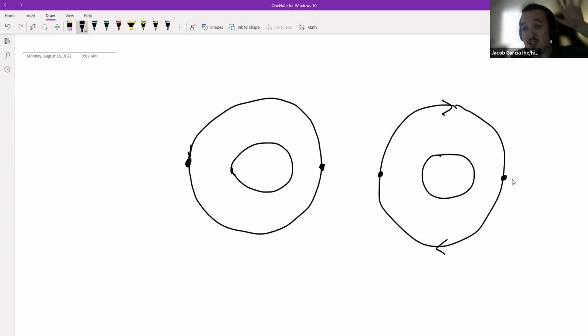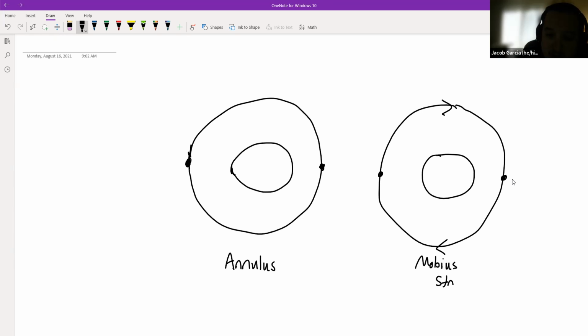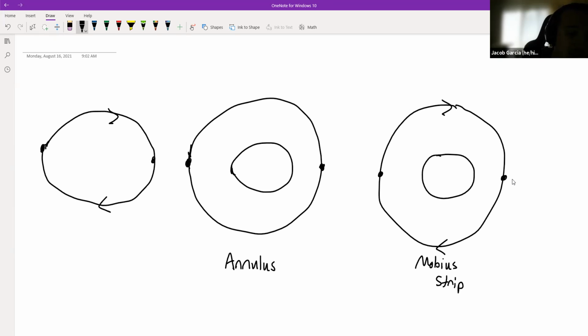So you can imagine that if I glue in this internal disk, then I get the, right, so this is an annulus, this is a Mobius strip. And here, if I don't cut out a disk from the inside, if I just have this like this, then this is RP2. Are there any questions about why this thing on the right is a Mobius strip?